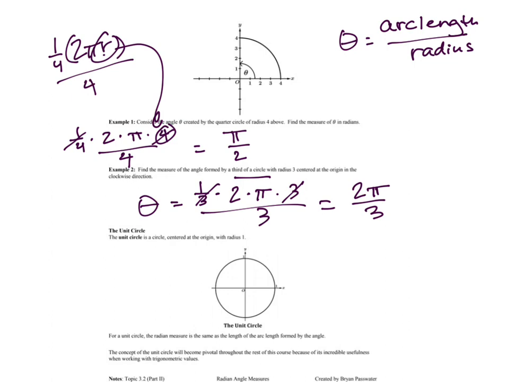In a minute. Okay, so the unit circle. This is where we're headed. The unit circle is a circle centered at the origin. What is special about the unit circle is that it has a radius of 1 unit. So for the unit circle, the radian measure is the same as the arc length because every time I'm dividing by 1. The concept of the unit circle will become pivotal throughout the rest of this course because of its incredible usefulness when working with trig values. Get excited.